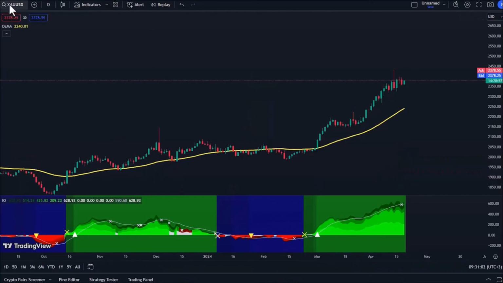Let's also do an analysis of the chart. We are working on the daily time frame, and let's see how it has been. We received a good signal which has been very favorable. The signal has been very favorable.